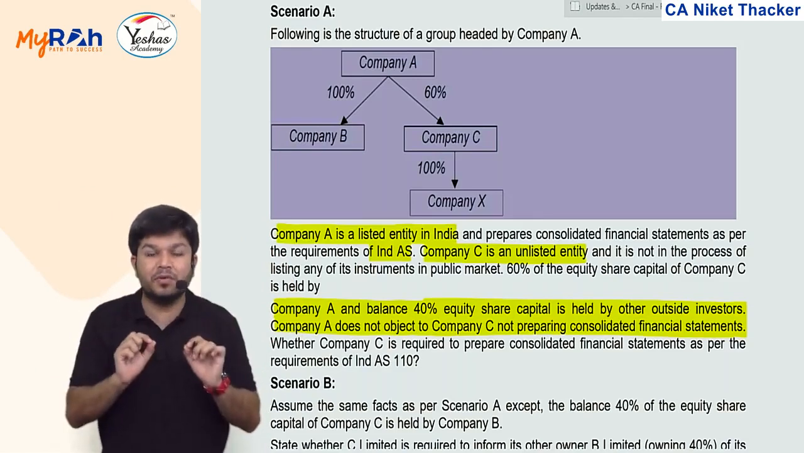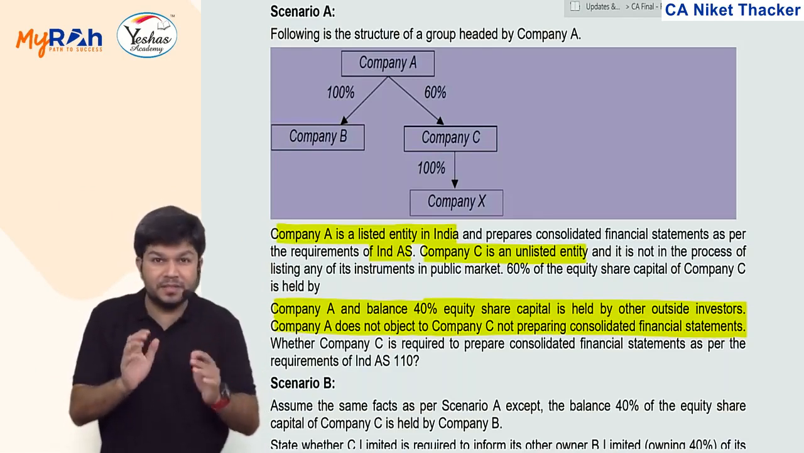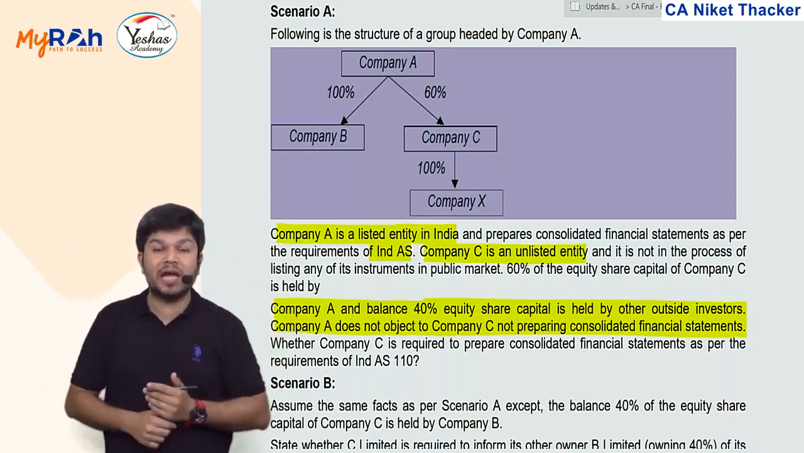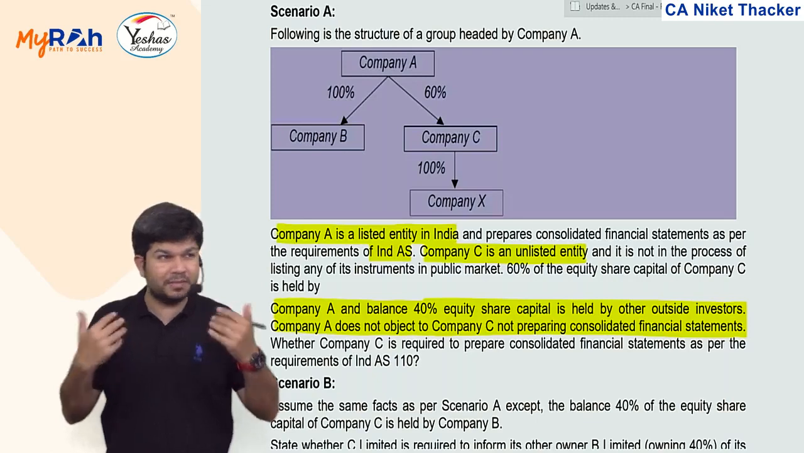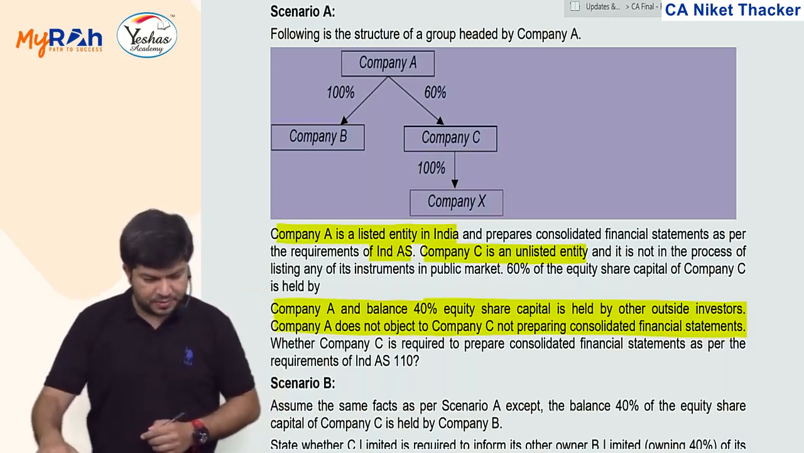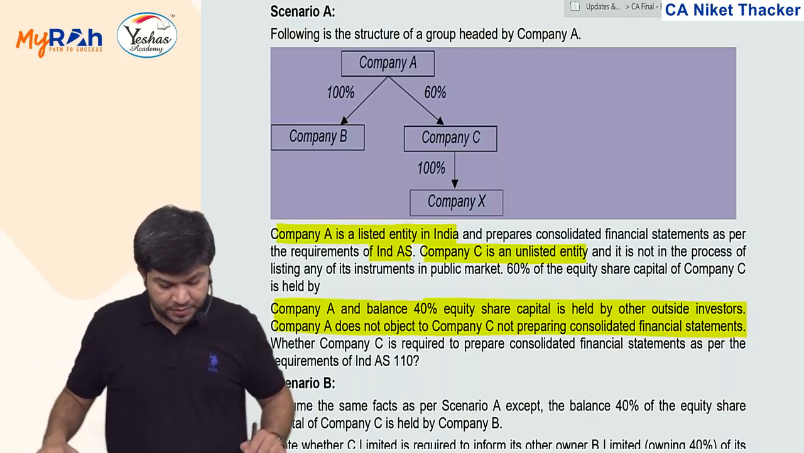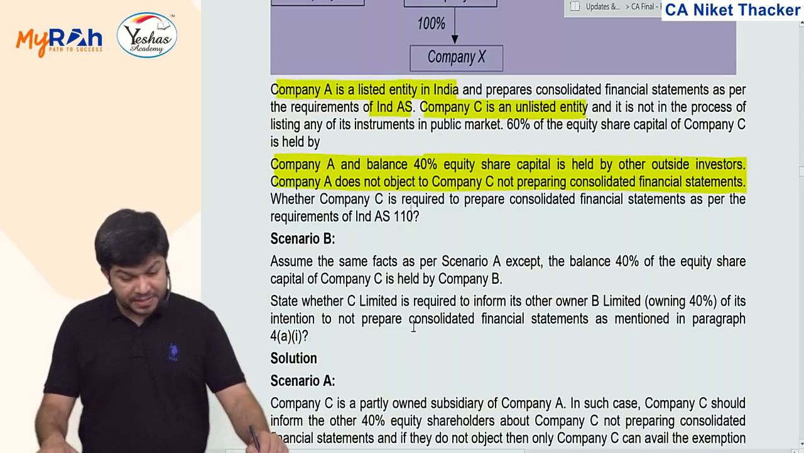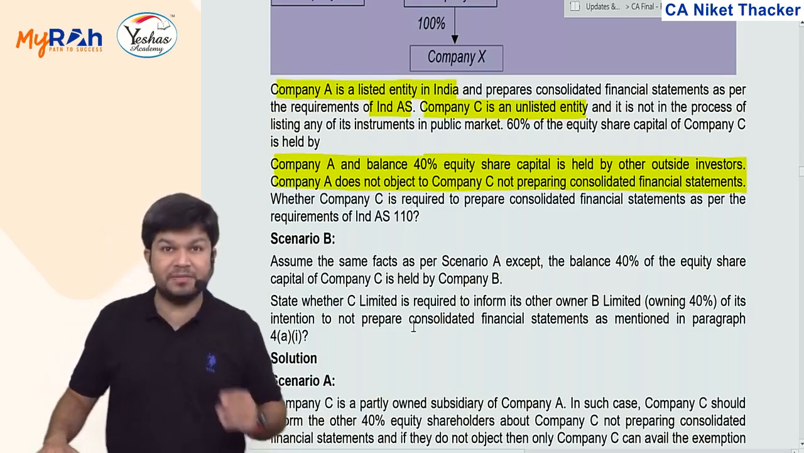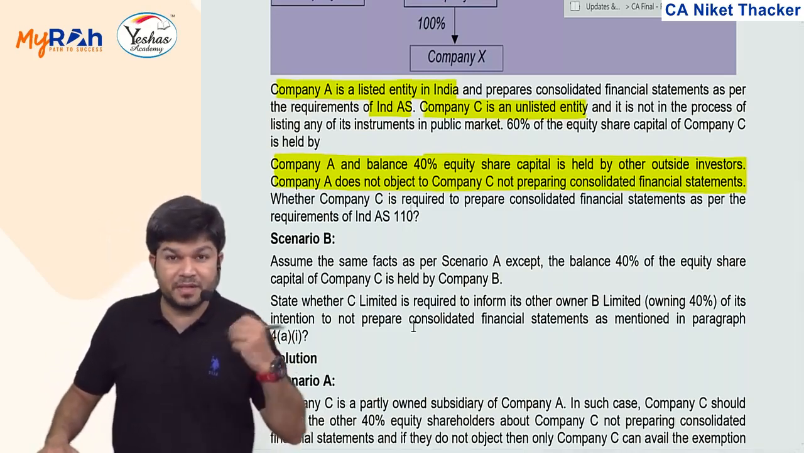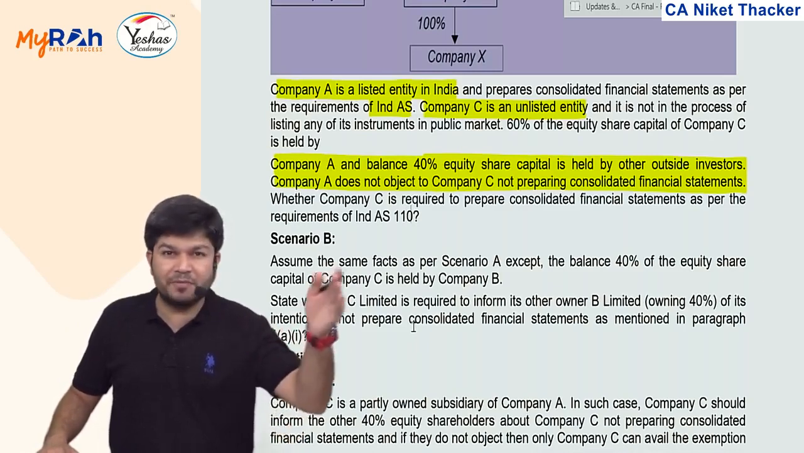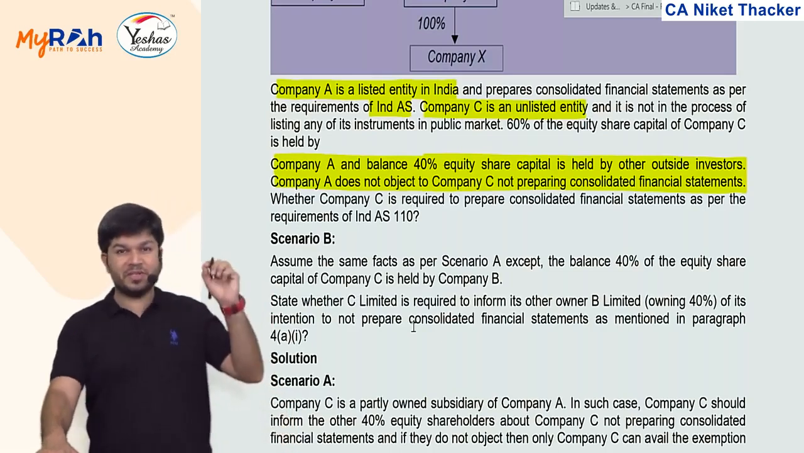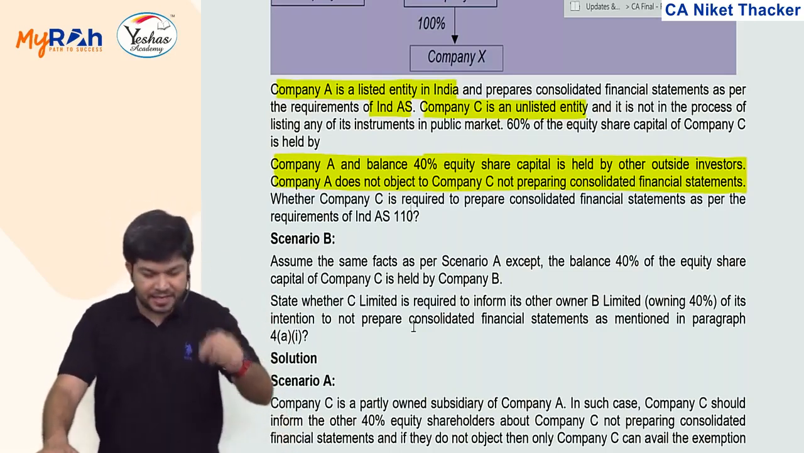Fine. Now, in C, 60% is held by A and 40% by others. They all should not have a problem. They should agree that the company is not preparing CFS. Company A does not object. Whether company C is required to prepare CFS, assuming those who hold the remaining 40% also don't object, then they are exempted.